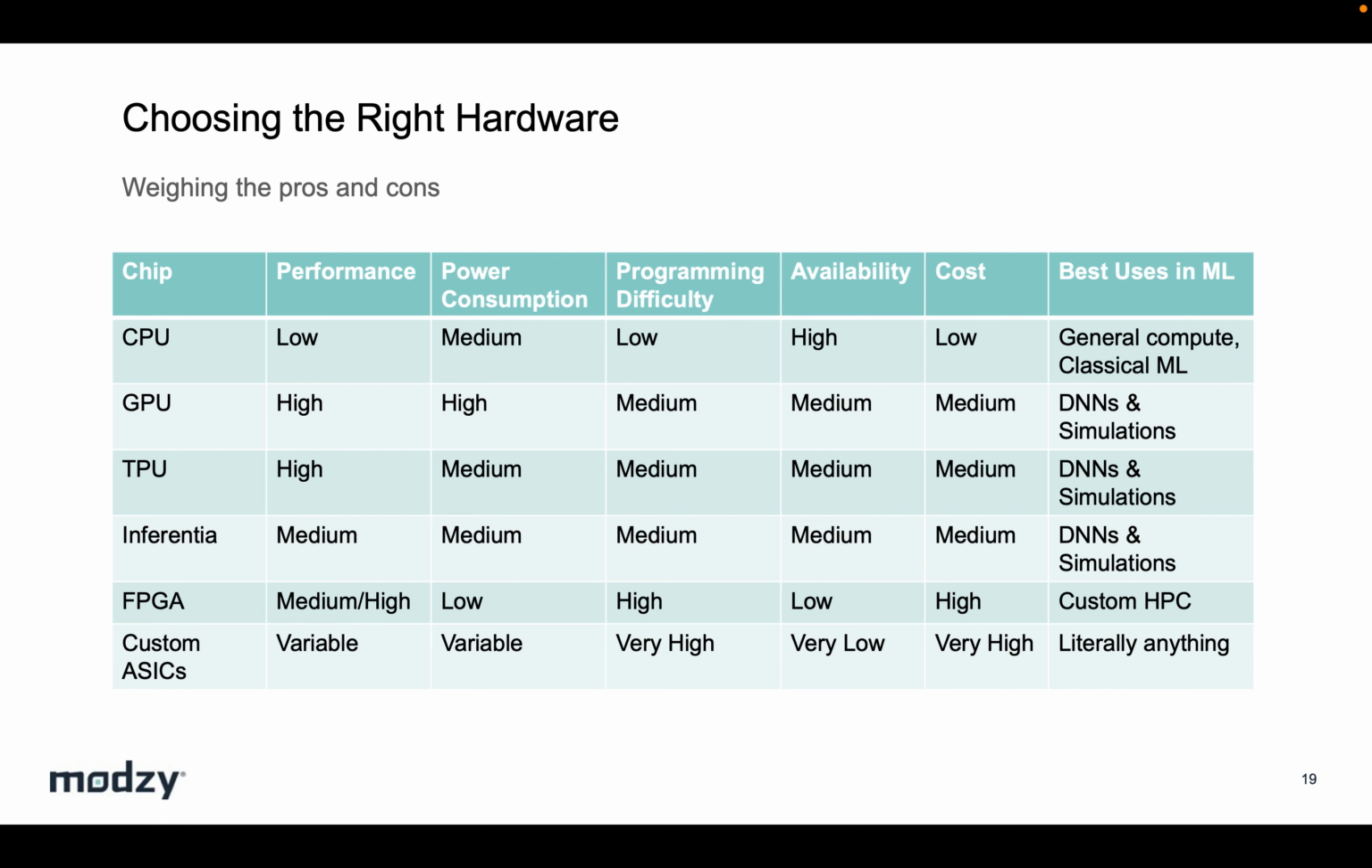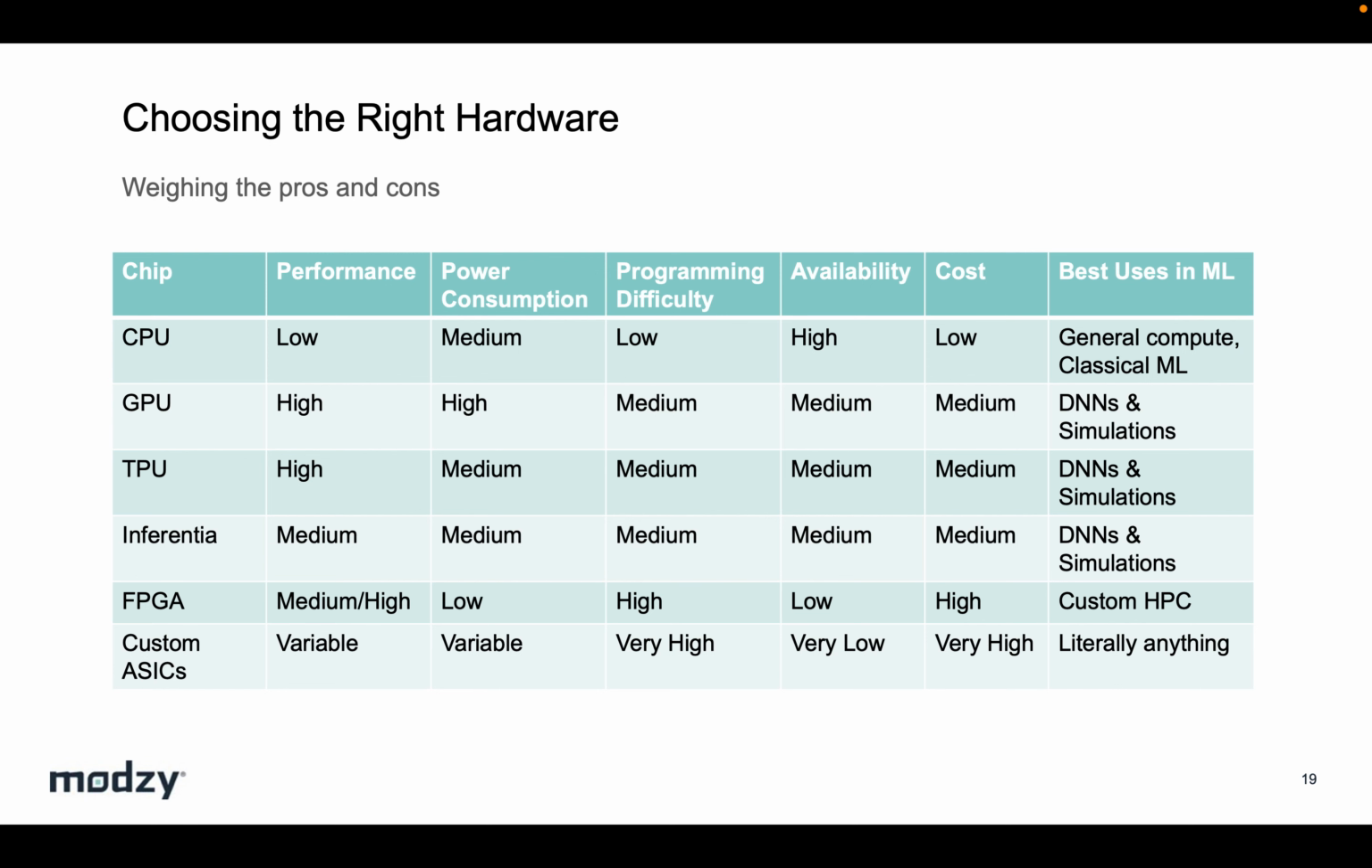Now, if you're moving into deep neural networks, GPUs, TPUs, and inferential chips all play a great role. The variance between those would depend on how ubiquitous you want the hardware to be, what cloud you're using, and whether training or inference is more important, but they're all honestly great choices for deep neural networks.